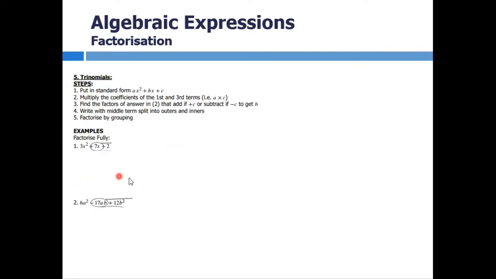Trinomials. Now, I think this is where everybody struggles the most with factorization. So I'm going to do a couple of examples with the trinomials. Okay. First of all, step 1, trinomial. How do we recognize we're doing these steps? You've got your variable being squared. It's what we call a quadratic trinomial, is actually the full word. Quadratic means our variable is being squared. So you put it in standard form. That means one side is going to be 0.